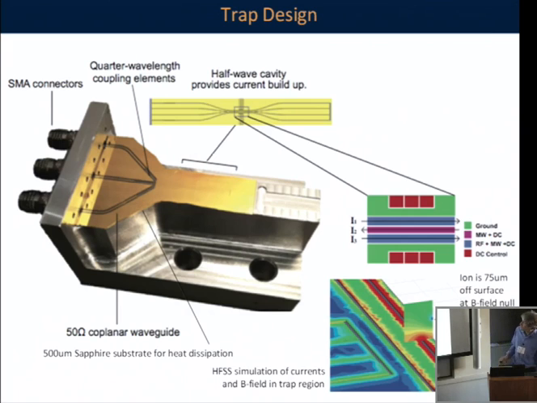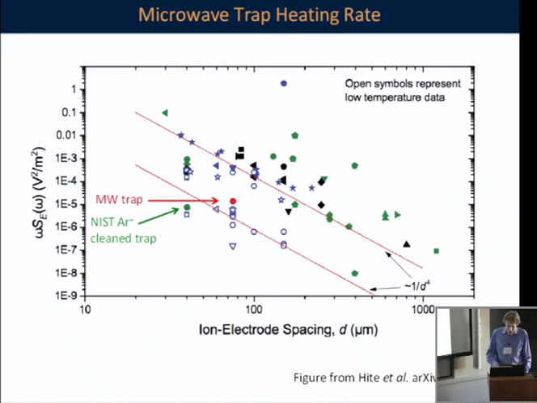That's what it actually looks like. The trap performs very well. It has a heating rate which, on this plot of all heating rates for a room temperature trap, which it is, compares very well. These are all cryogenic points, except this is the argon ion cleaned trap from NIST down here, so we haven't done any special cleaning or anything with this trap. It just worked really well.